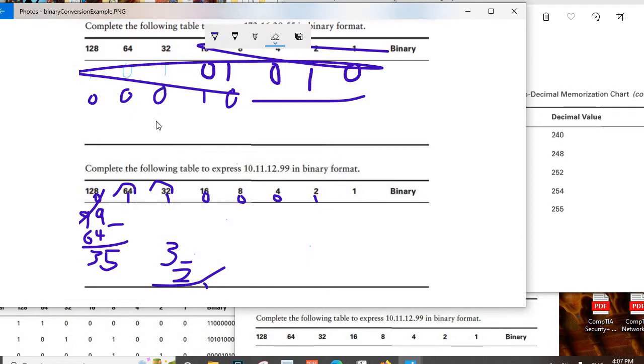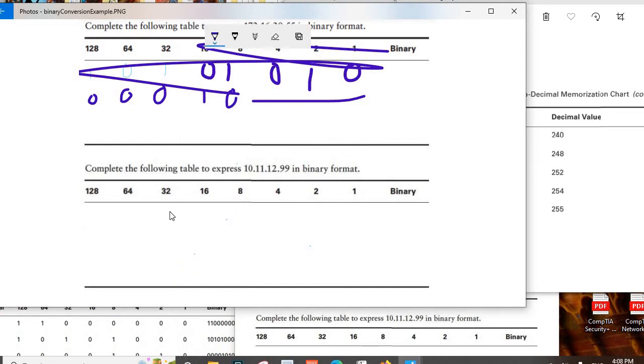Regardless, what's another one that's up here? Let's just pick a random number. Let's go with 86, just to give another quick example. And then we'll move on to doing it the other way around. So 86.